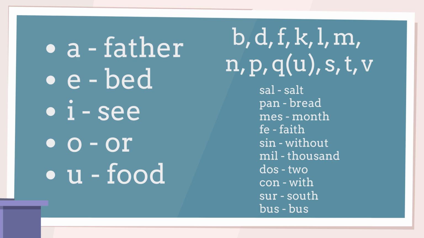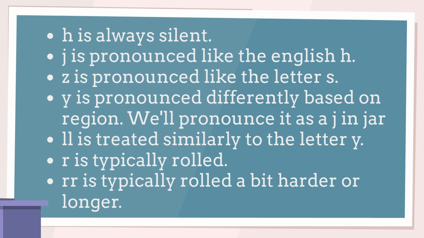We'll work on larger words in other videos. Here are 5 consonants that are pronounced differently than English. The letter H is always silent. You simply pretend it isn't there. The letter J is pronounced like the English H. The letter Z is pronounced like the letter S.